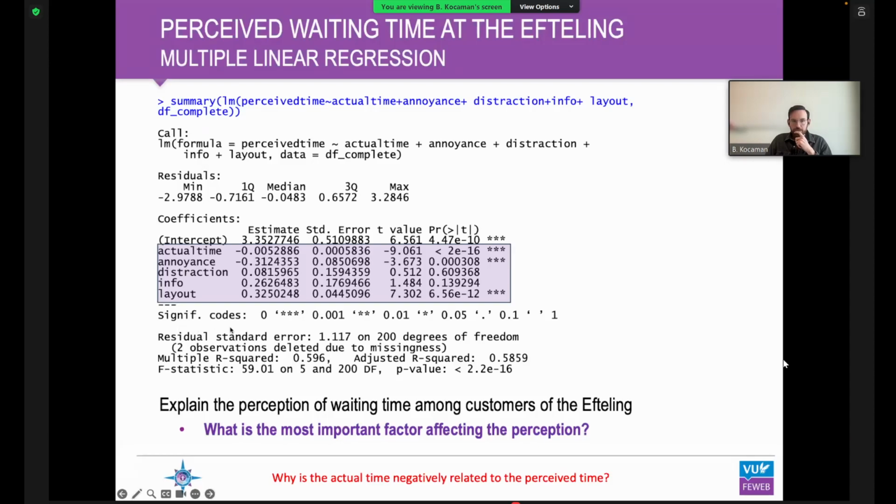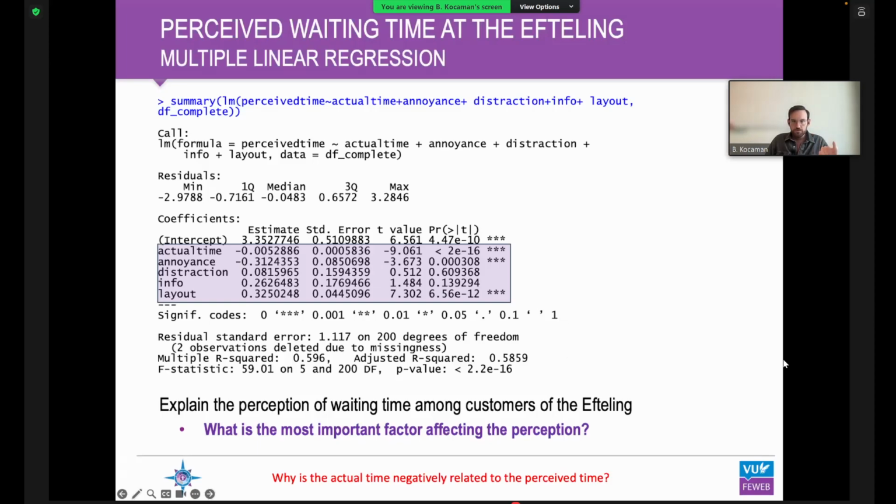And then you come to this situation where 1 unit increase in layout and info doesn't mean the same thing. So you don't actually know if this 0.2 and 0.3 means that layout affects it more than information, or maybe another example is annoyance versus layout. You don't know if these 1 unit increases mean the same thing.